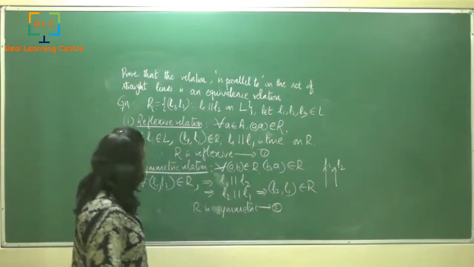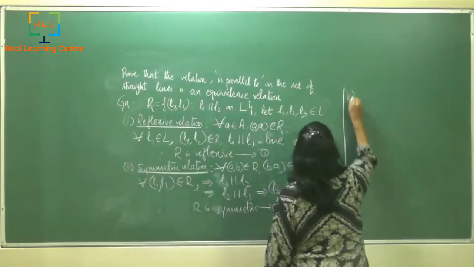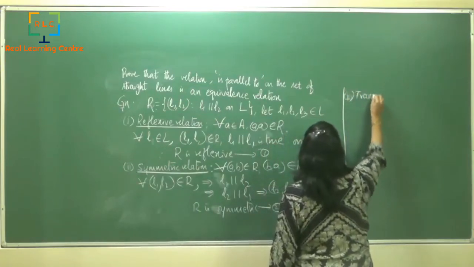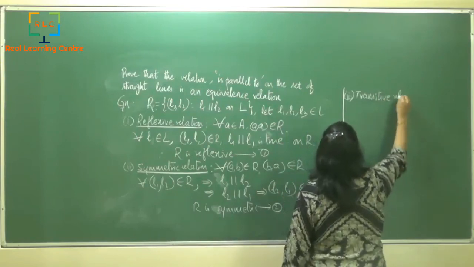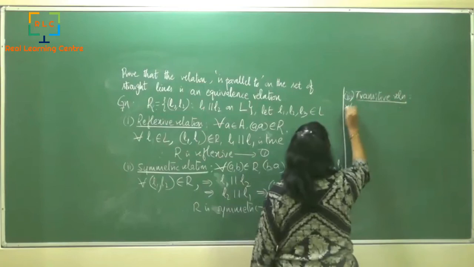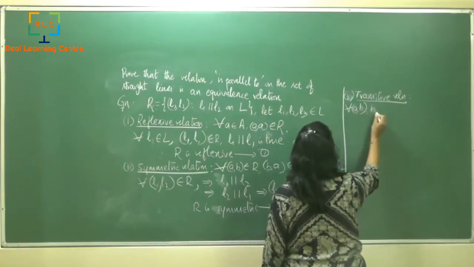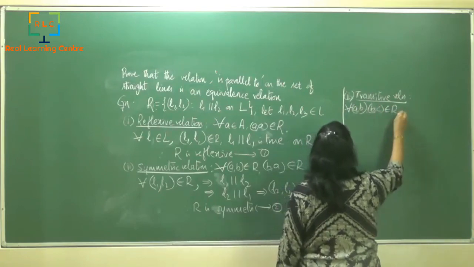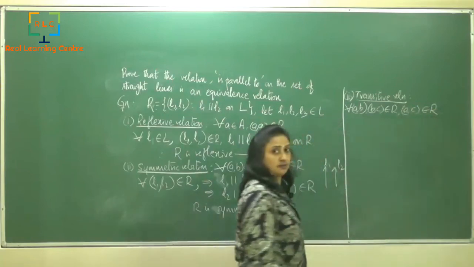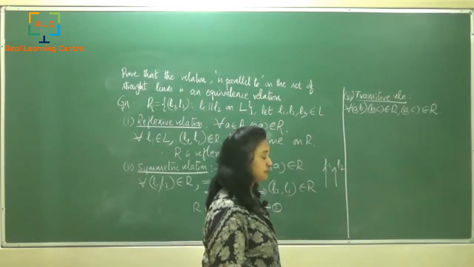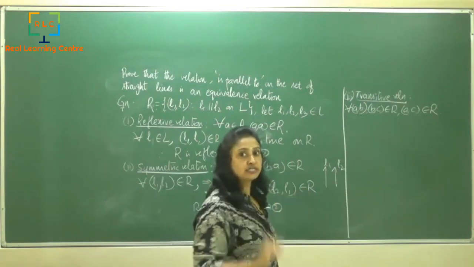And now I should go for transitivity. So I shall take the transitive relation here. We write: for all (A, B), (B, C) belonging to R, (A, C) belongs to R. For every two pairs of straight lines, the third pair also has to be inside; I have to prove that.